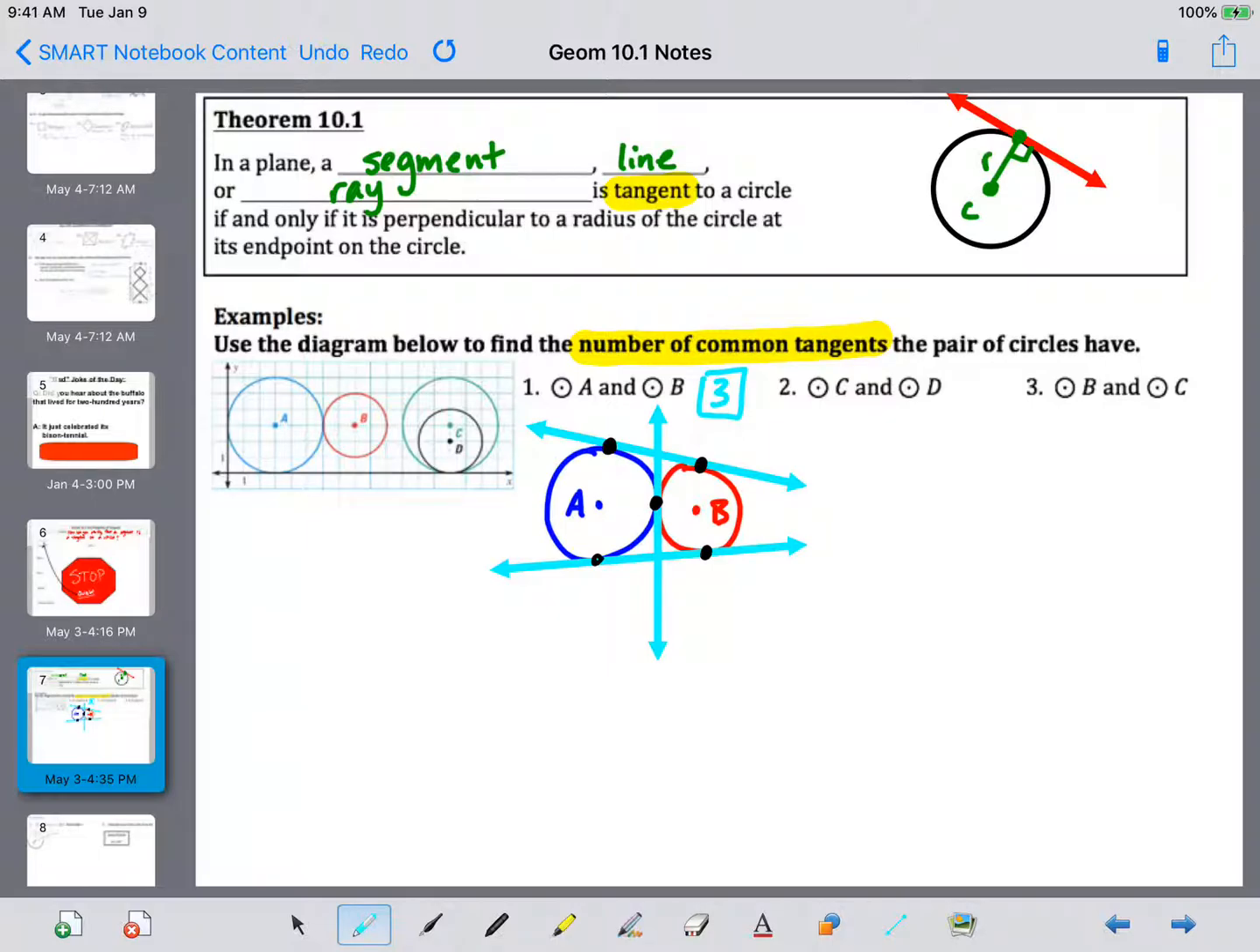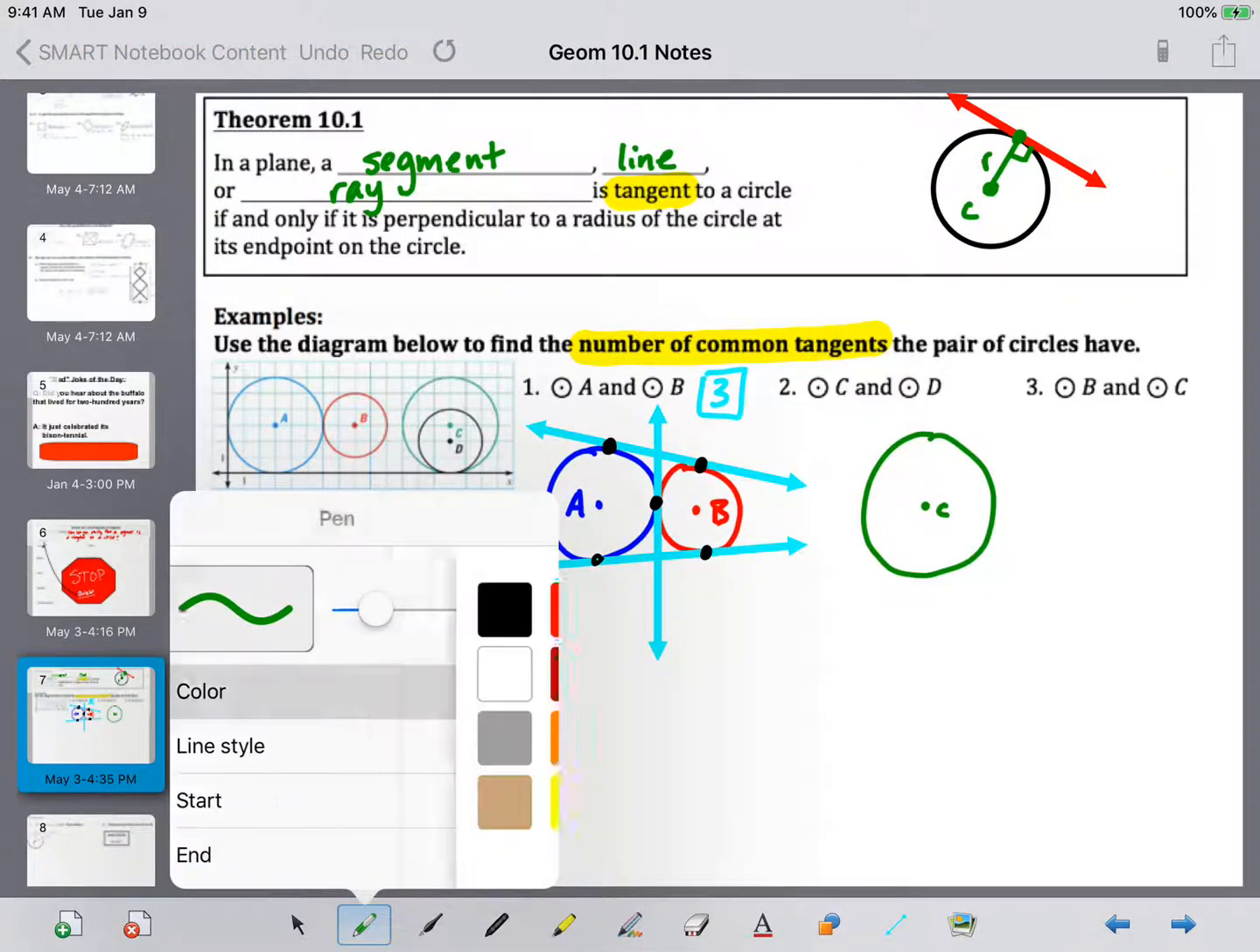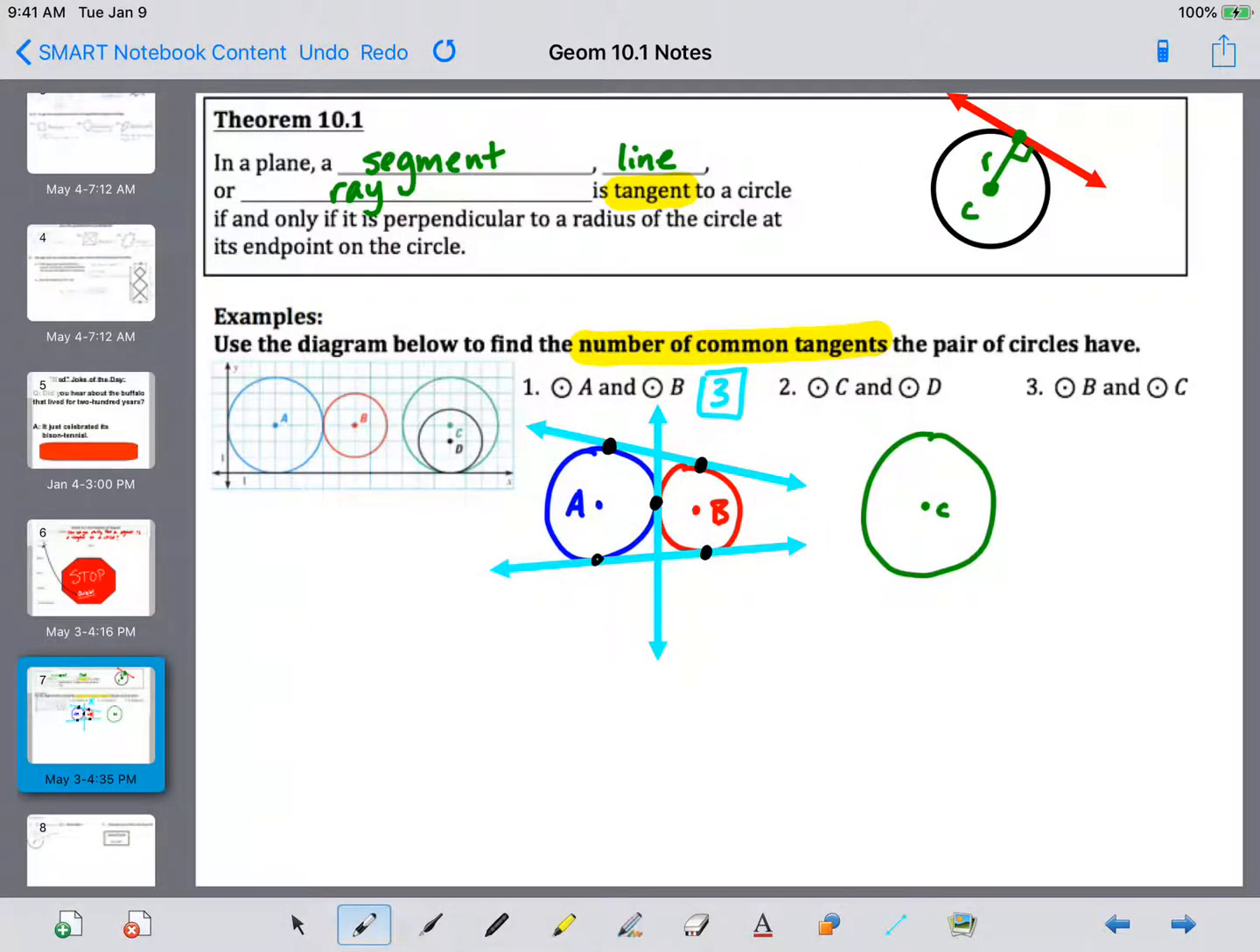All right, let's try circle C and D. So we got circle C, and inside of it, we have circle D. And circle D is inside here.